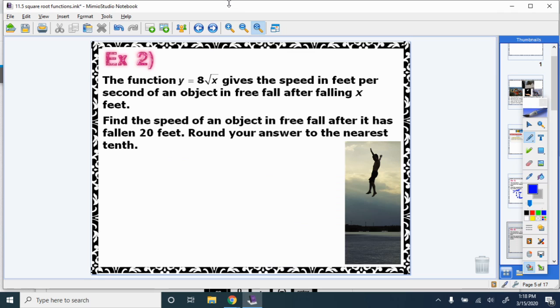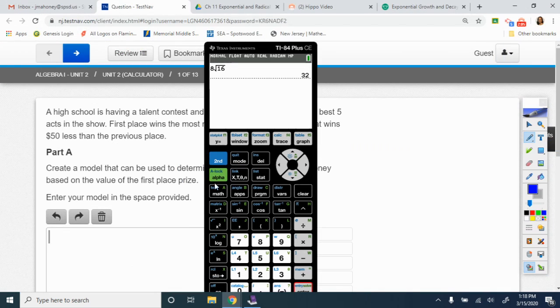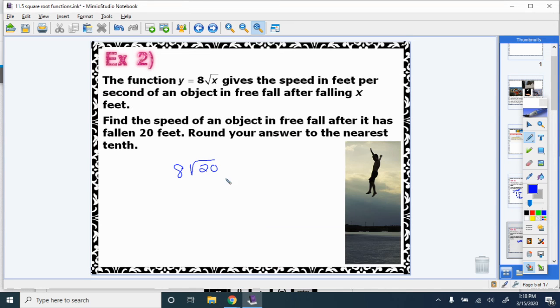Okay, let's do another one. We're simply plugging in the 20 for the x. Now this one is not a nice whole number answer, so let's use our calculator. 8 second x squared 20, enter. I believe it asks us to round to the nearest tenth. So I would round 35.777 to 35.8.